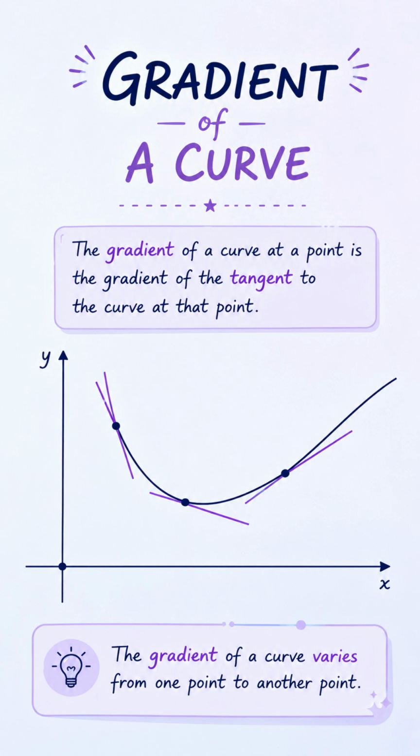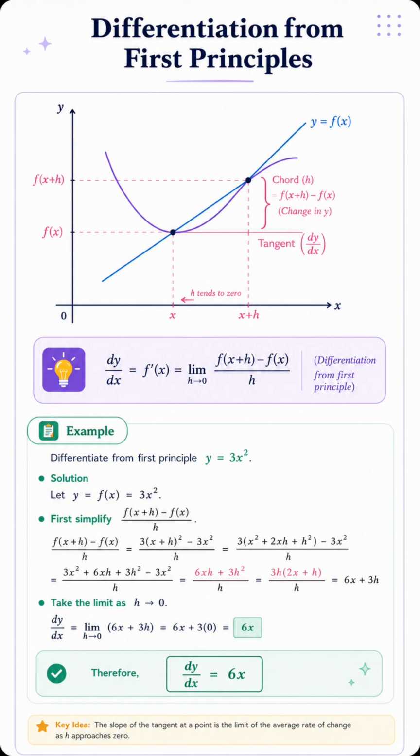Now, let's look at differentiation from first principle. Imagine a curve. Pick 2 points on it, one at x and another at x plus h. The line joining them is called a chord. Its slope is given by y2 minus y1 over x2 minus x1. In this case we have f of x plus h minus f of x over x plus h minus x, which can be simplified to f of x plus h minus f of x all over h.